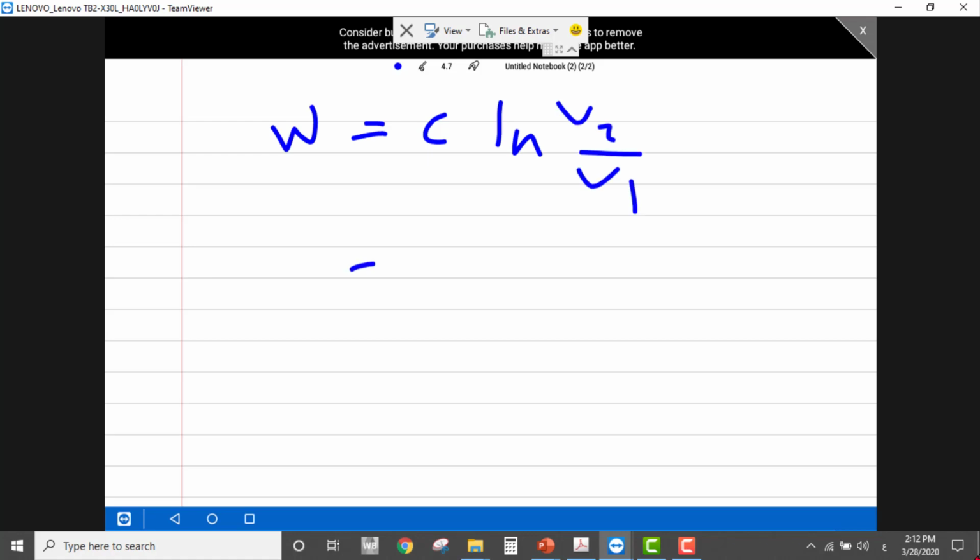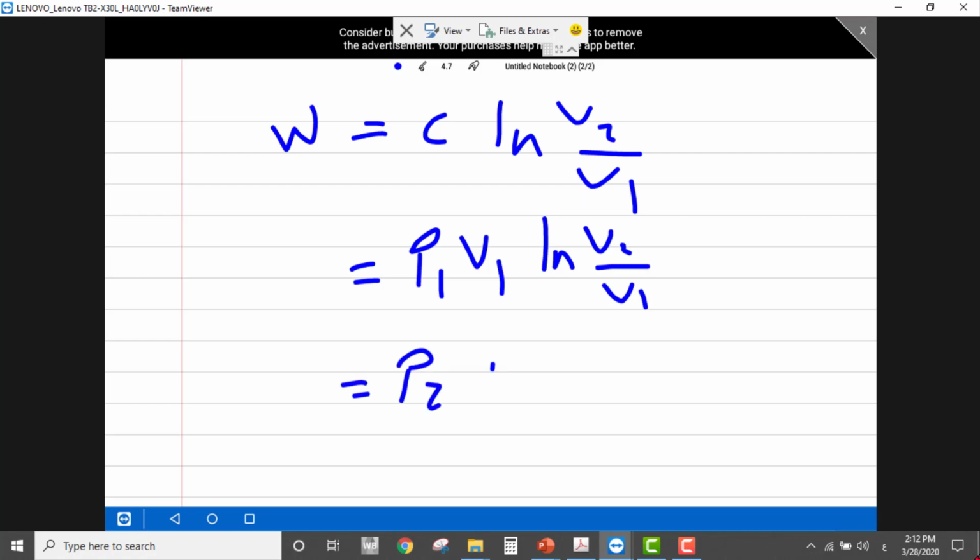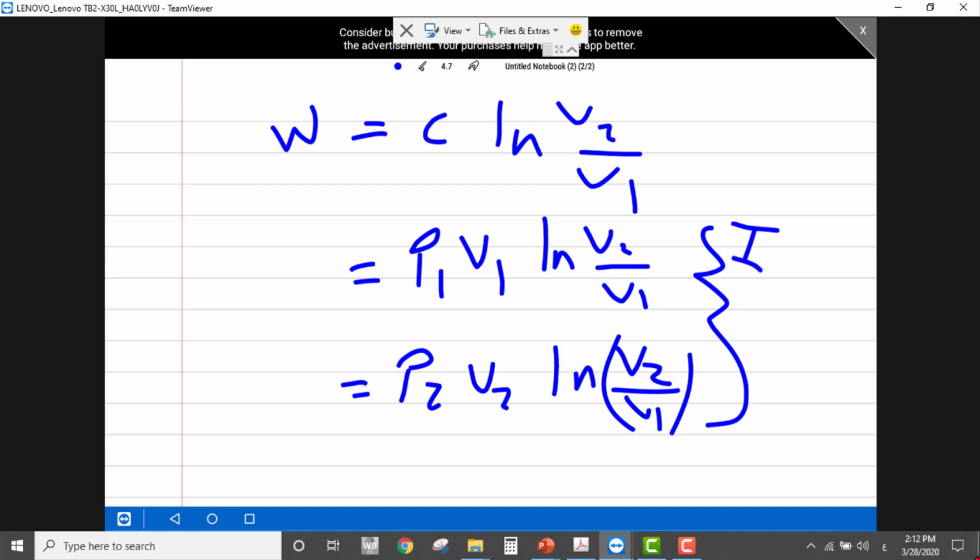Instead of C, I can write either P1V1 multiplied by ln V2 over V1, or I can write P2V2 ln V2 over V1. So this is the result of the isothermal process.